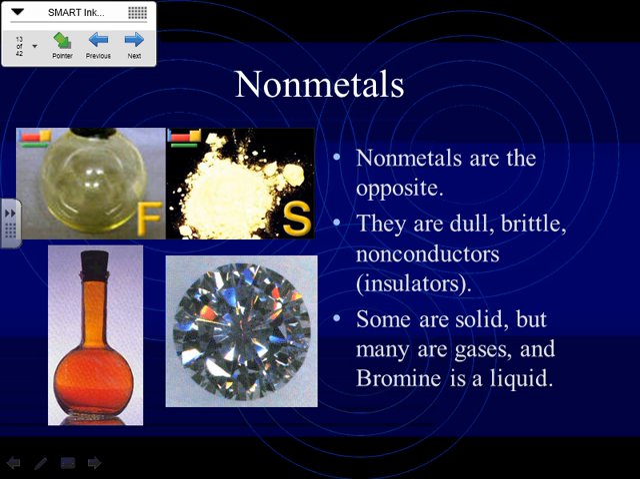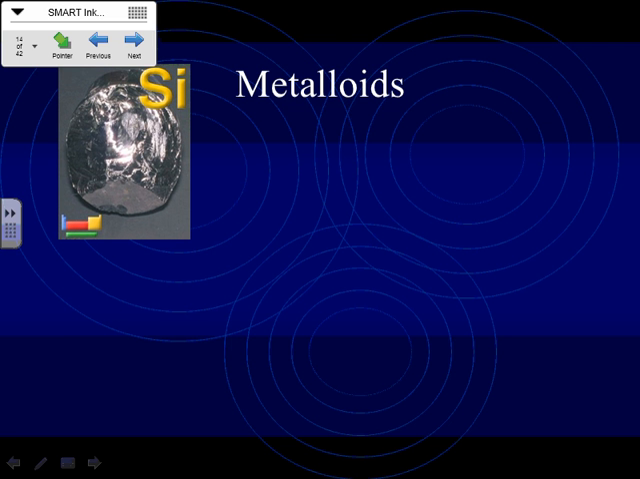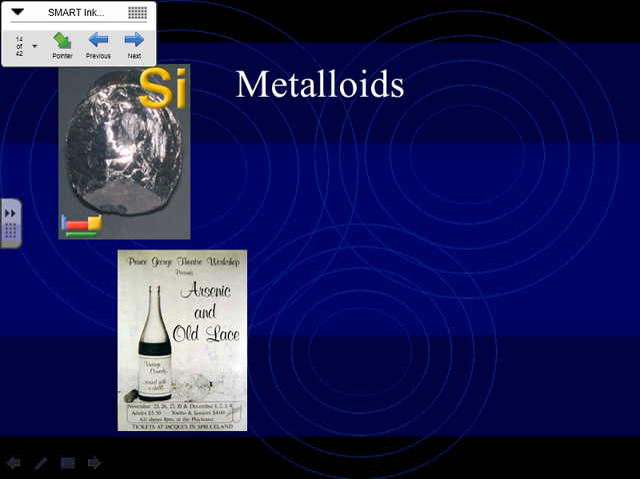Bromine and mercury, Br and Hg, are the only two that are italicized. Okay, so that's the nonmetals. Now the metalloids, very quickly here. Silicon, again, is a very important metalloid.